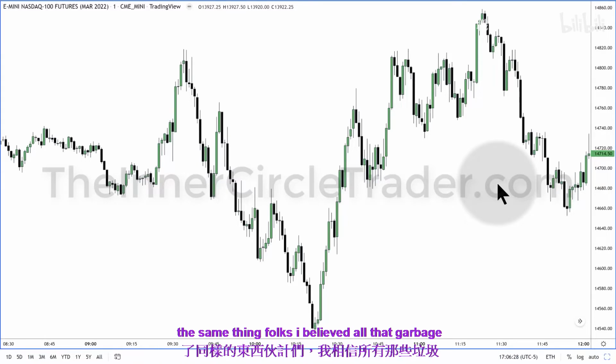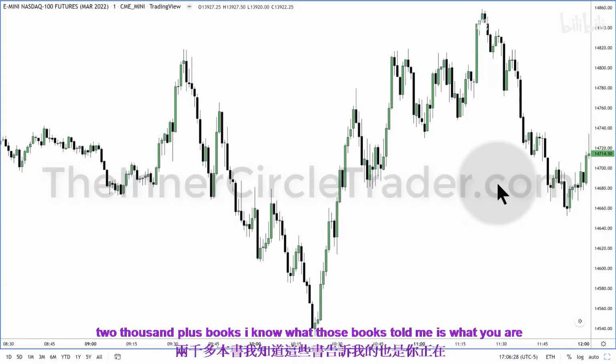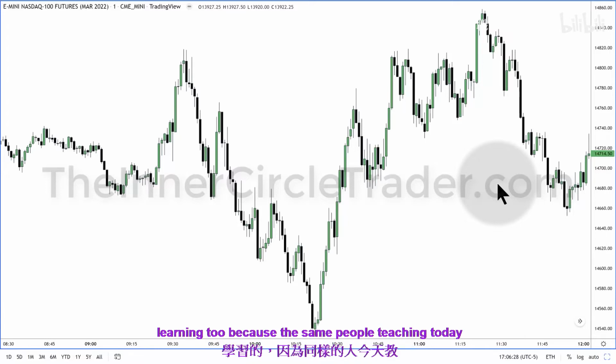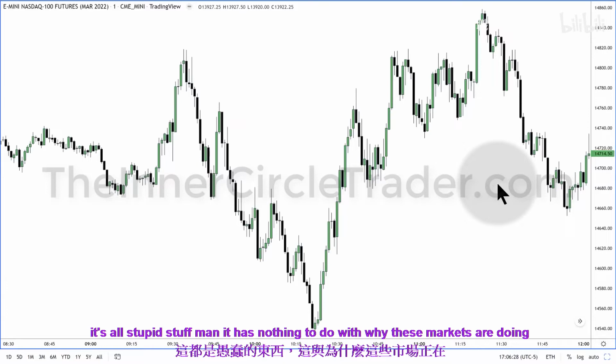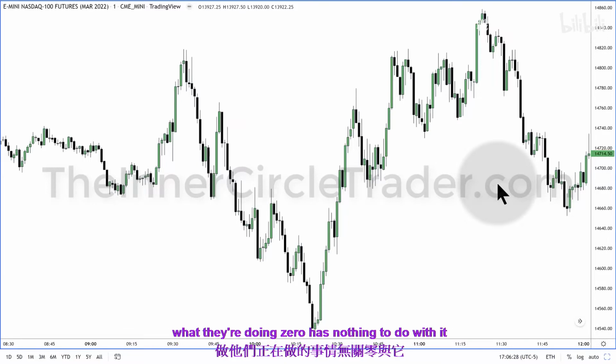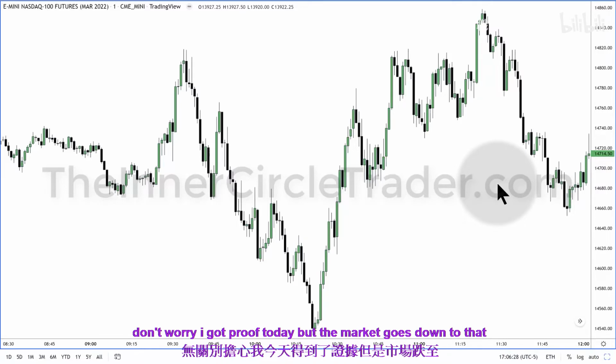So there it is. And I learned the same thing, folks. I believed all that garbage. 2,000 plus books. I know what those books told me is what you are learning too. Because the same people teaching today, retail garbage, Elliott Wave this and that, it's all stupid stuff, man. It has nothing to do with why these markets are doing what they're doing. Zero has nothing to do with it. Don't worry, I got proof today.